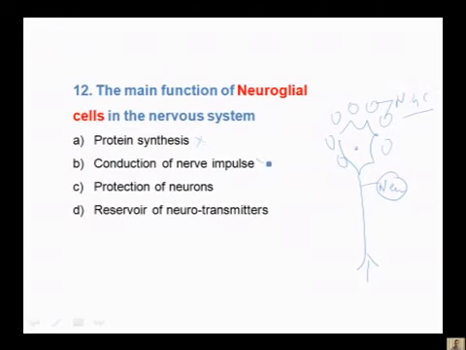Conduction of nerve impulses is done by the neuron. Protection to neurons is done by the neuroglial cells. Answer for this is option C. Reservoir of neurotransmitters. Neurotransmitters are the chemicals which are present in the postsynaptic end, and help in the transfer of nerve impulse from one nerve ending to another. So the answer for this question is option C.